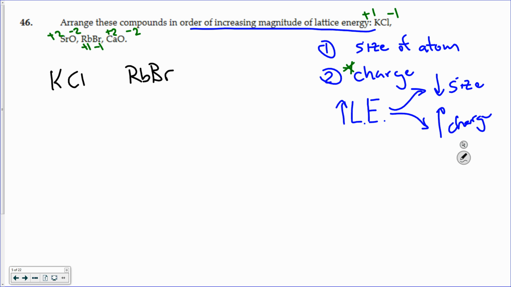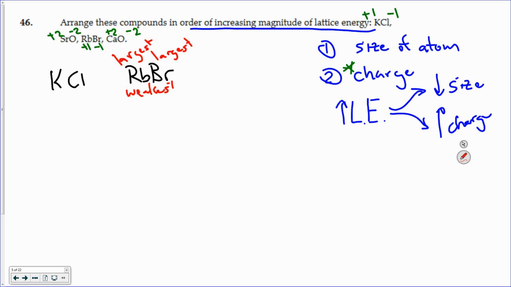So I need to look at which ones are going to be the smallest versus which one's the largest. If I look at the 2 different atoms and compare the sizes, start with the halogens first. So which one's the largest, chlorine or bromine? Okay, so this one's the largest. So that makes it the weakest. What about between potassium and rubidium? Rubidium's underneath potassium, so it's the largest as well. So that means that this is going to be the one that has the weakest lattice energy associated with it.